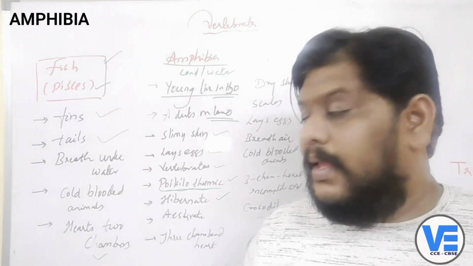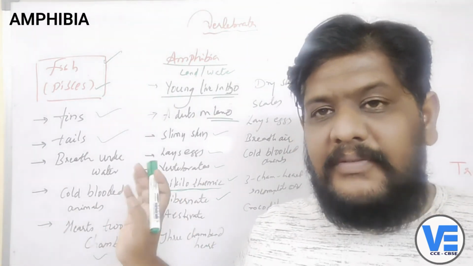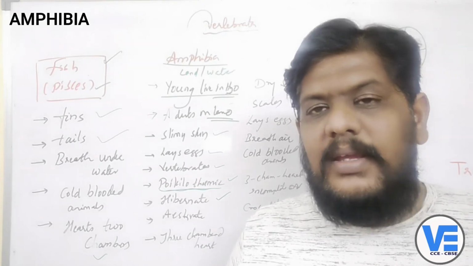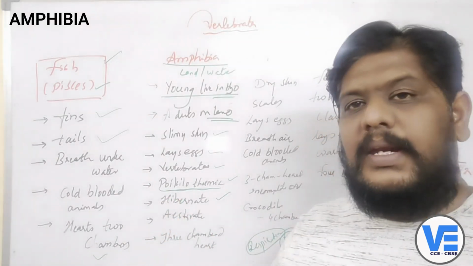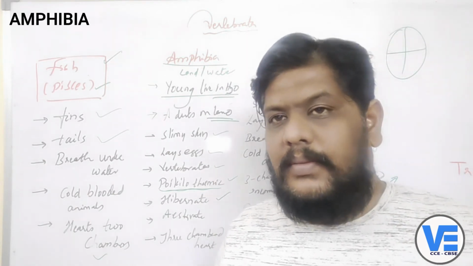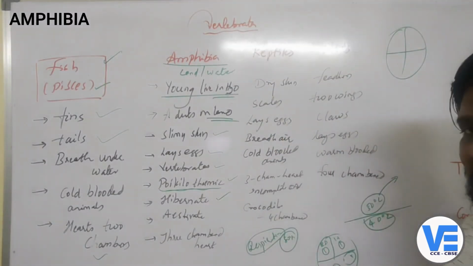heart. Okay, and polar bear is not an example of an amphibian, right? It's only an example to explain what hibernation is. Okay, so that is a thing. And now coming to the third one, that is the reptiles.